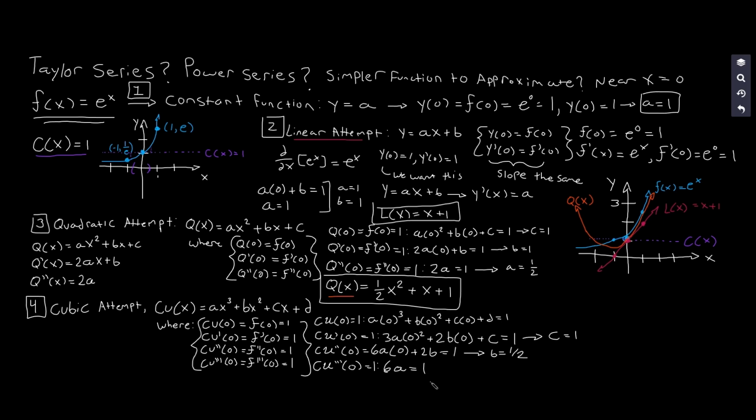Oh, I should say with respect to x. Because the derivative of 6 times a times x plus 2b, derivative with respect to x, that's just going to become 6a. And then if I divide both sides by 6, this is going to be a equals 1 over 6. And then let me just graph this really quickly.